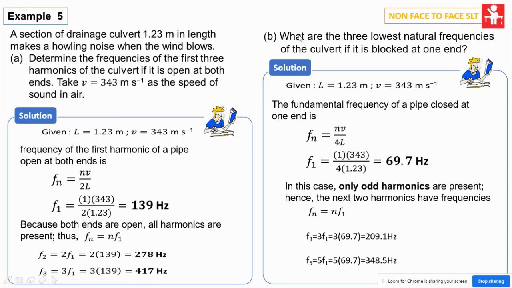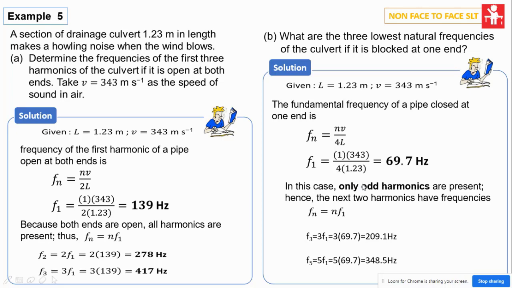For question number B, what are the three lowest natural frequencies of the cover if it's blocked at one end? So the fundamental frequency of a pipe closed at one end is basically Fn equal to nv over 4L, which is different from the previous formula. So we have F1 for the fundamental is 1 times 343 over 4 times 1.23, which is 69.7 Hz.